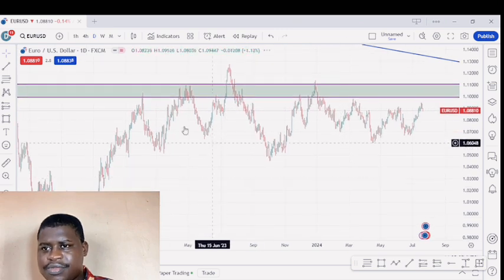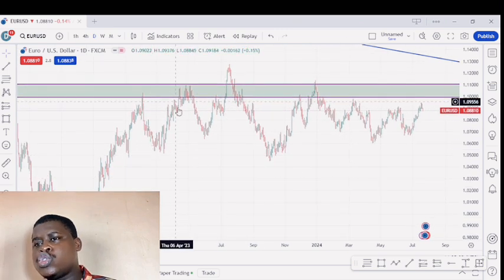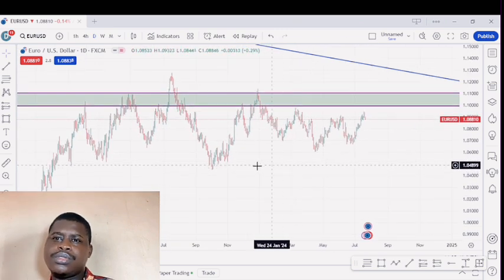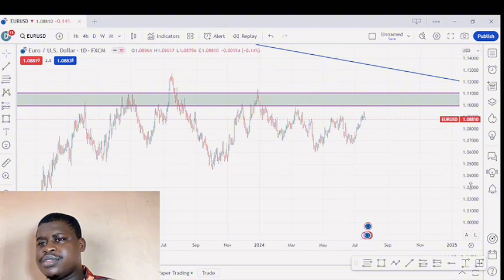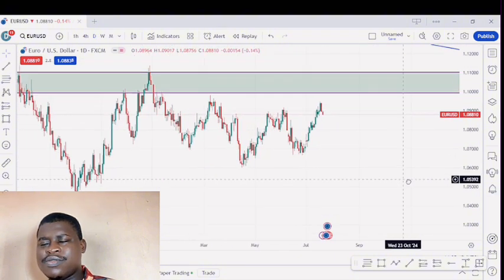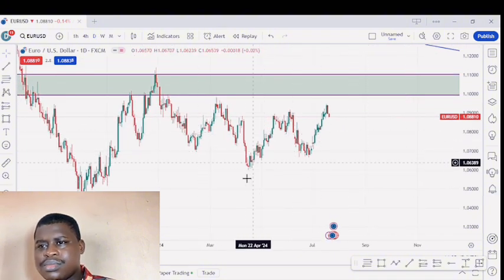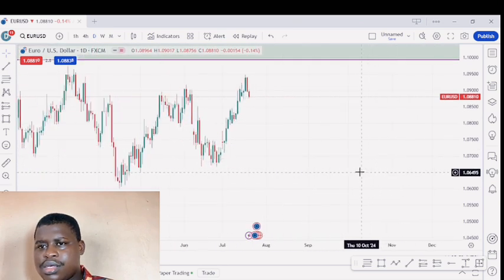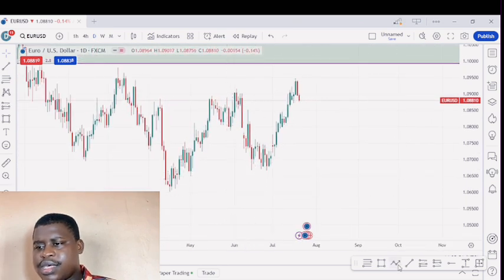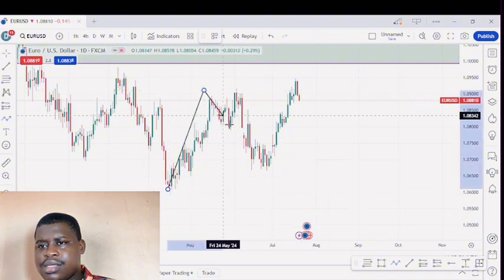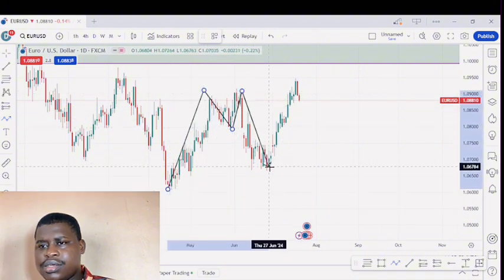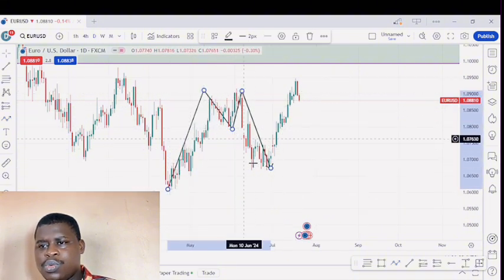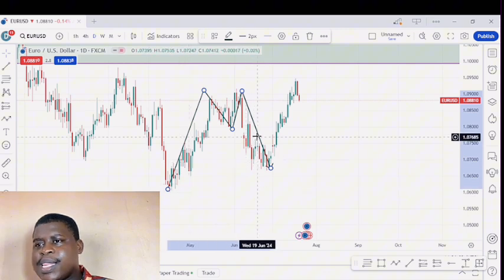On my daily time frame, 1, 2, 3. Still not seeing something. It's not convincing what I'm seeing here. So yeah, this is like a double top here, which played out nicely.